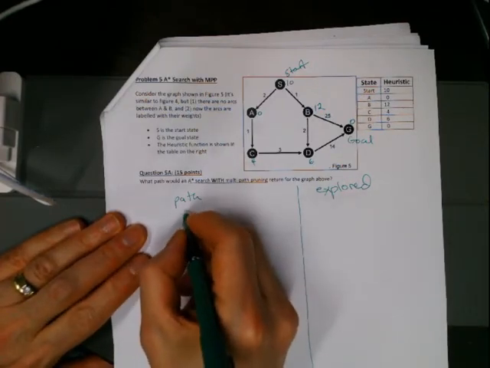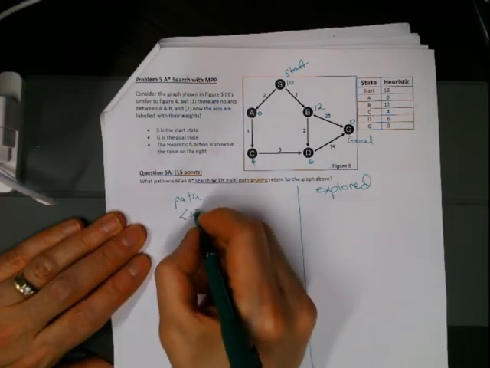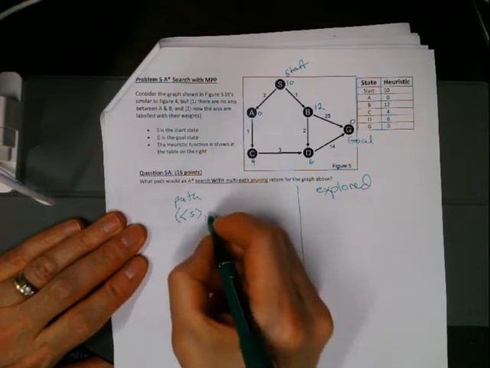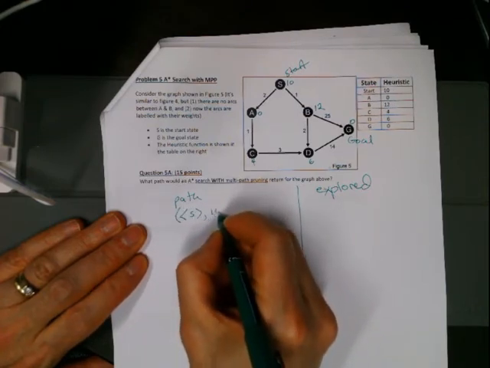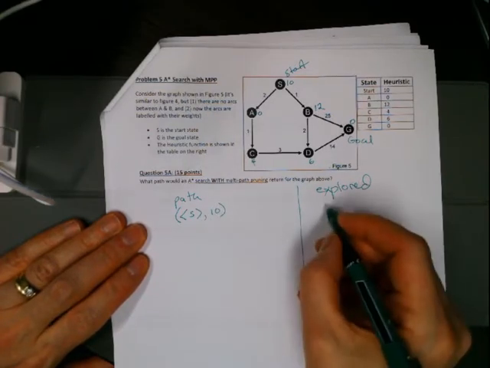So we're going to start with just S on the stack, and it's the value of its heuristic. So I don't know how to do this. We'll make it a tuple with a value of 10, right? And then we expand S.